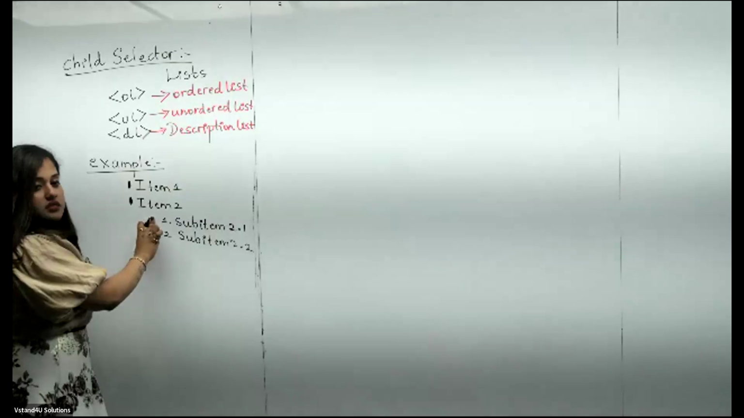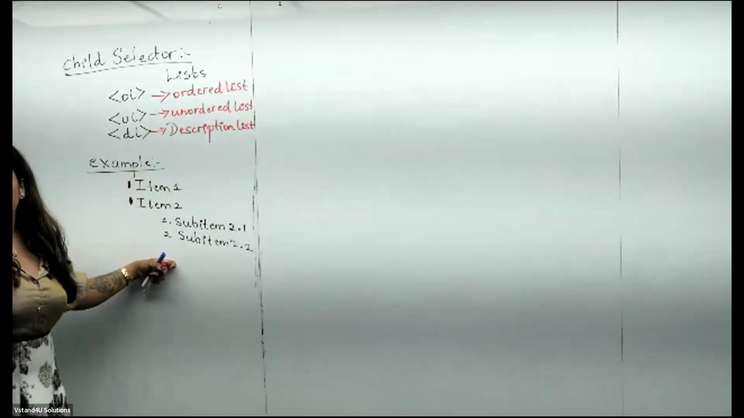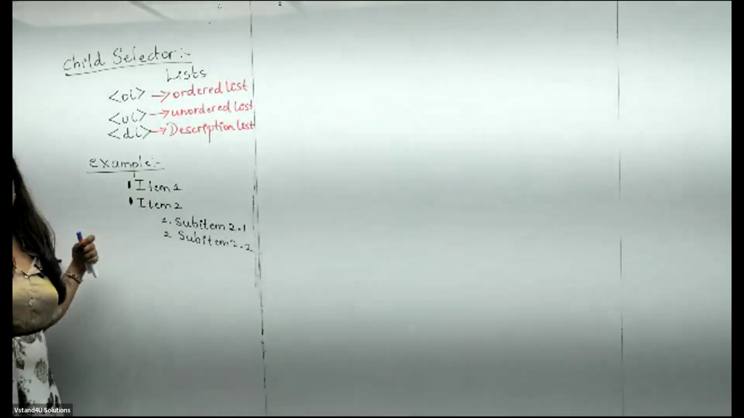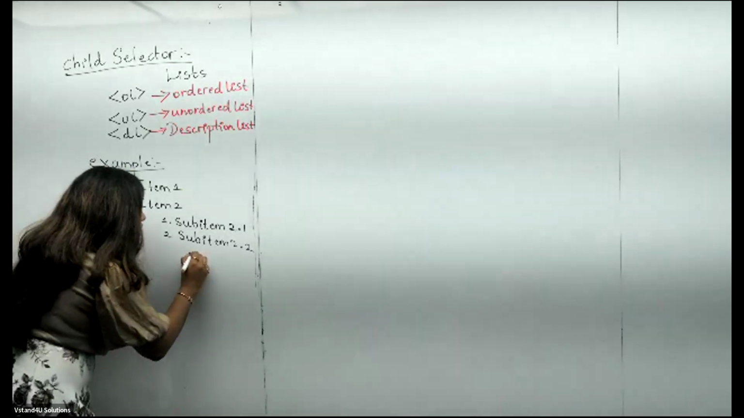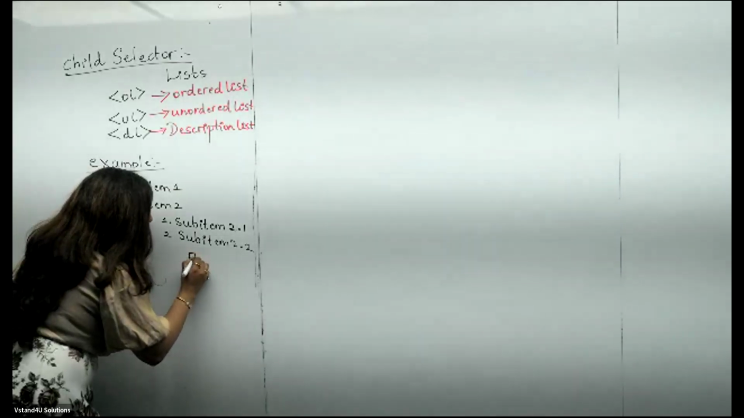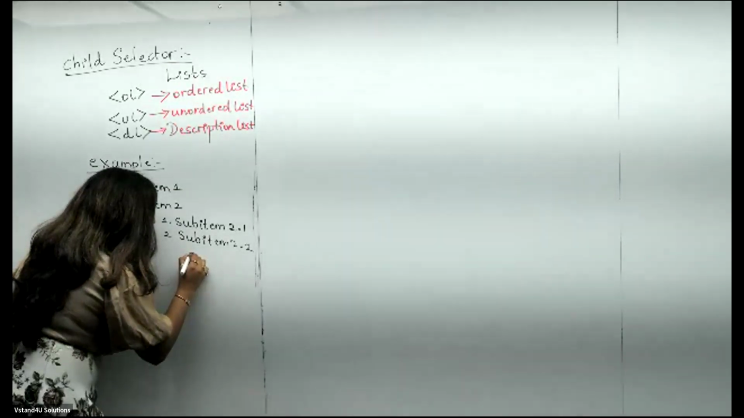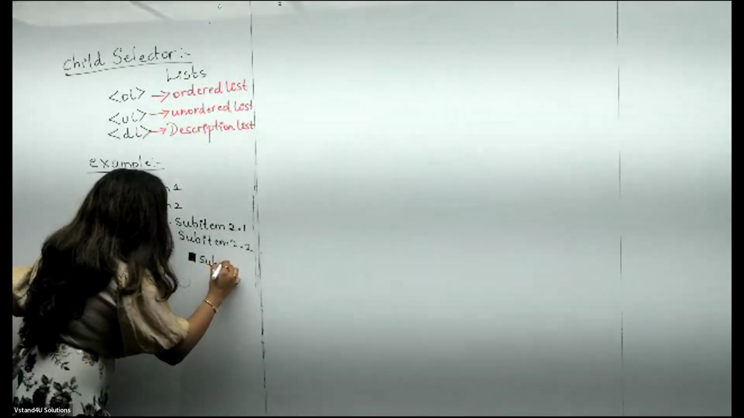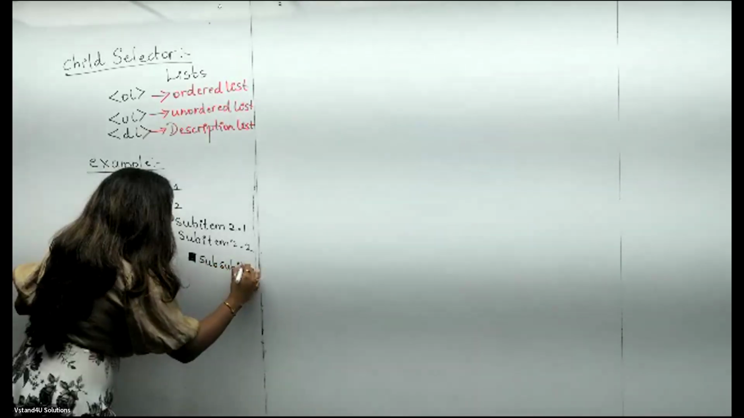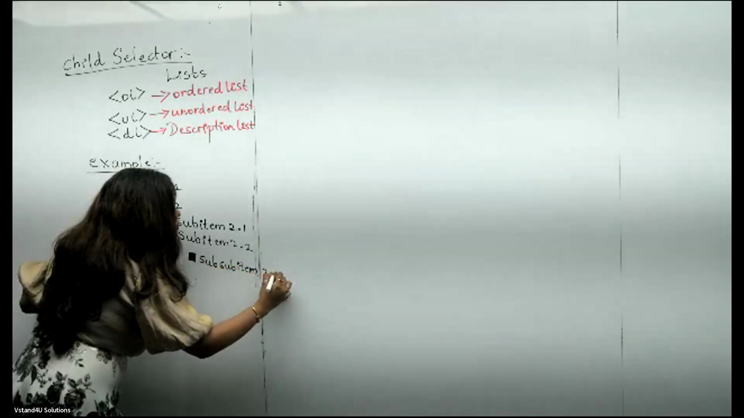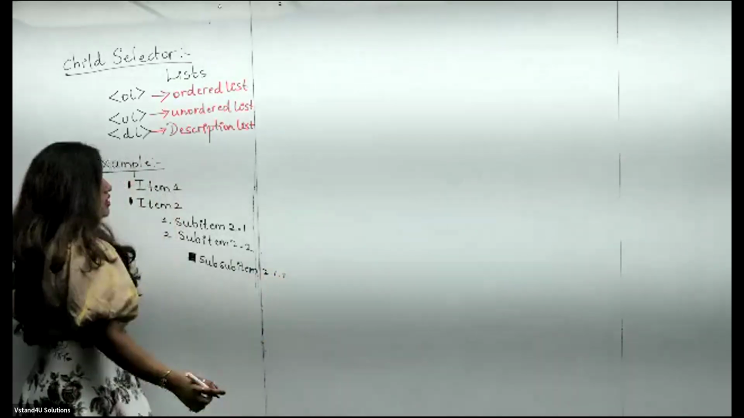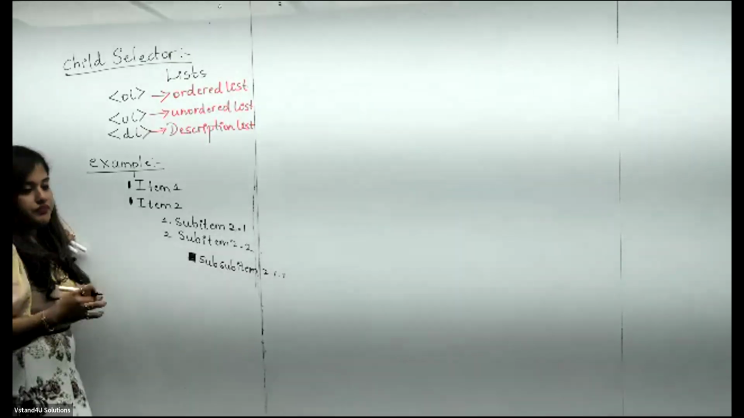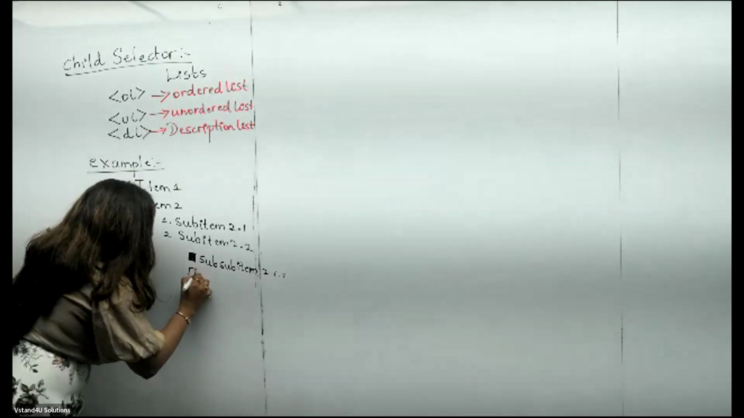This is unordered list. This is ordered list. Again, let me take one unordered list. This is also a form of bullets. Yes or no? So let me take this as sub-item 2.1.1. Sub-item 2.1.1. Okay. I will take another unordered list.